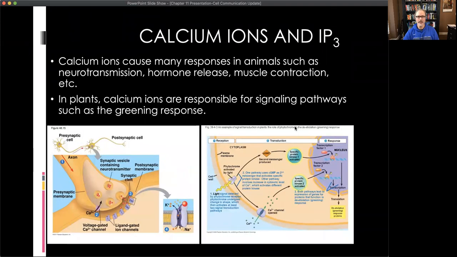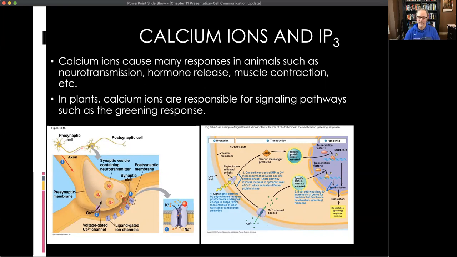Okay, so calcium ions can cause muscle contraction, hormone release, and neurotransmission. And in plants, they can lead to the greening of the plant. For instance, if you've ever seen plants that grow little white shoots, they're basically in search of light. As soon as they find the light, the greening process takes place. The activation of some phytochromes from the light stimulates the release of calcium ions into the cell, which leads to the expression of the genes that lead to the production of chlorophyll, so the plant can turn green.